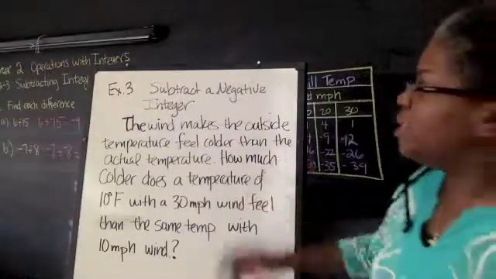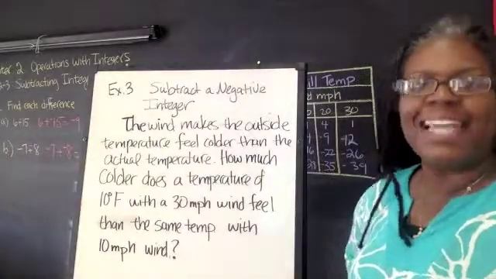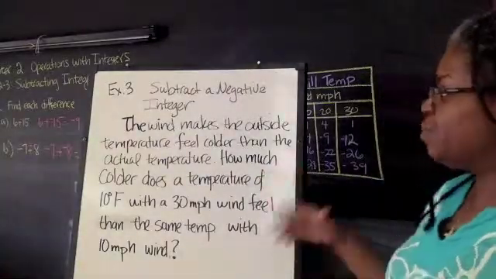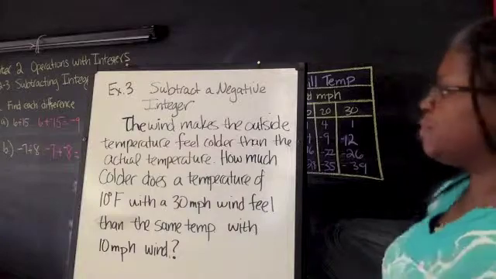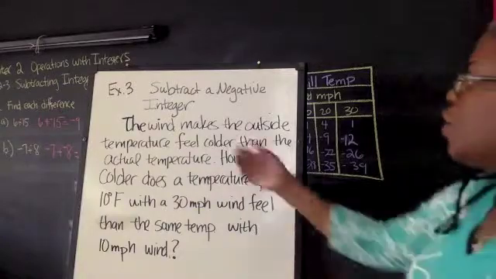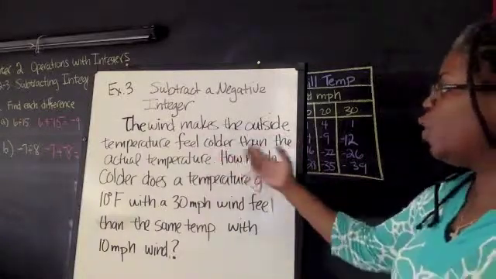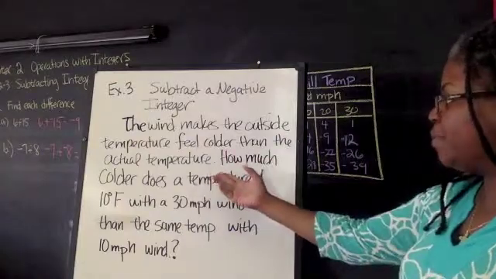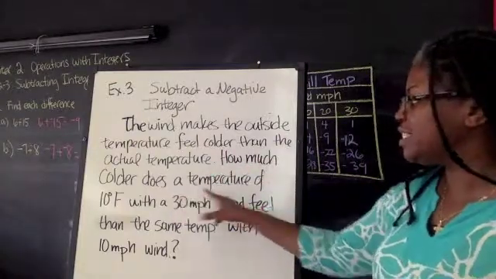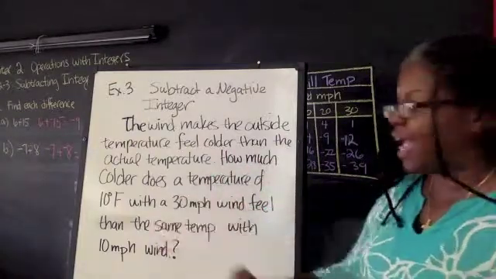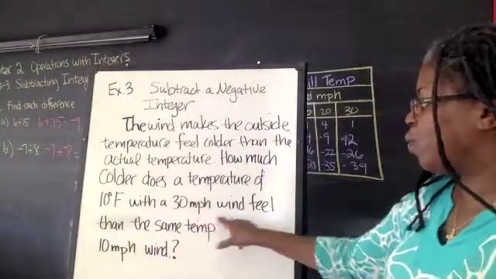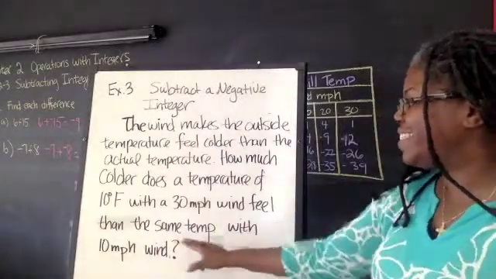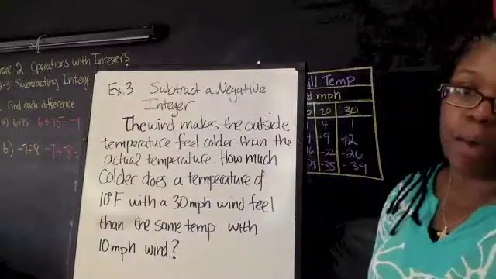Our next problem is a word problem. Example 3 is asking us to subtract an integer, but it's going to be in a real world situation. So if we take a look, we see that the wind makes the outside temperature feel colder than the actual temperature. How much colder does a temperature of 10 degrees Fahrenheit with a 30 mile per hour wind feel than the same temperature with a 10 mile per hour wind?